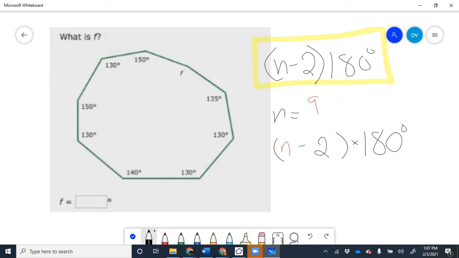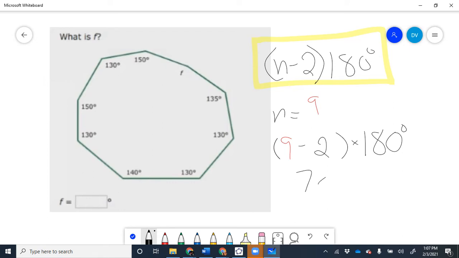What number, when I erase the n, I kind of already gave it away. When I erase this n, what number should I put there? You got it. 9 is right. And so this will be 9 minus 2, which is 7.